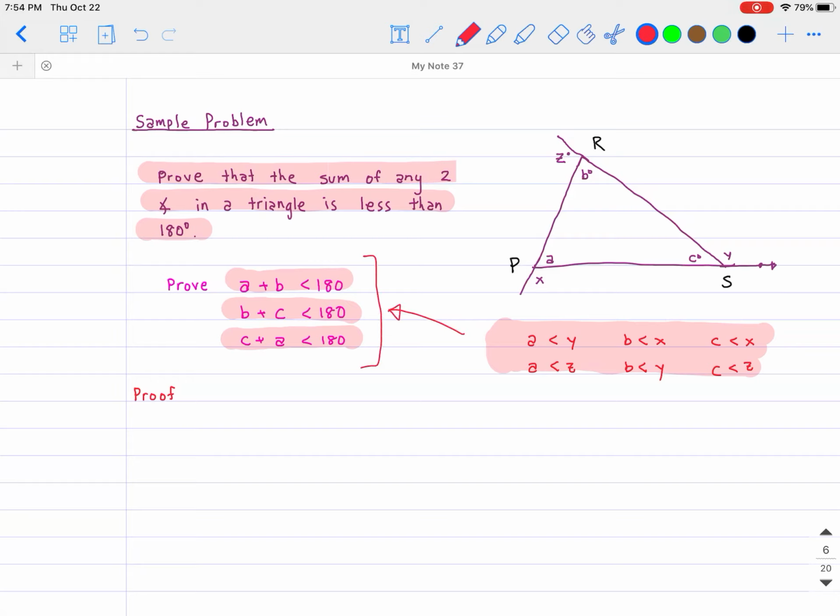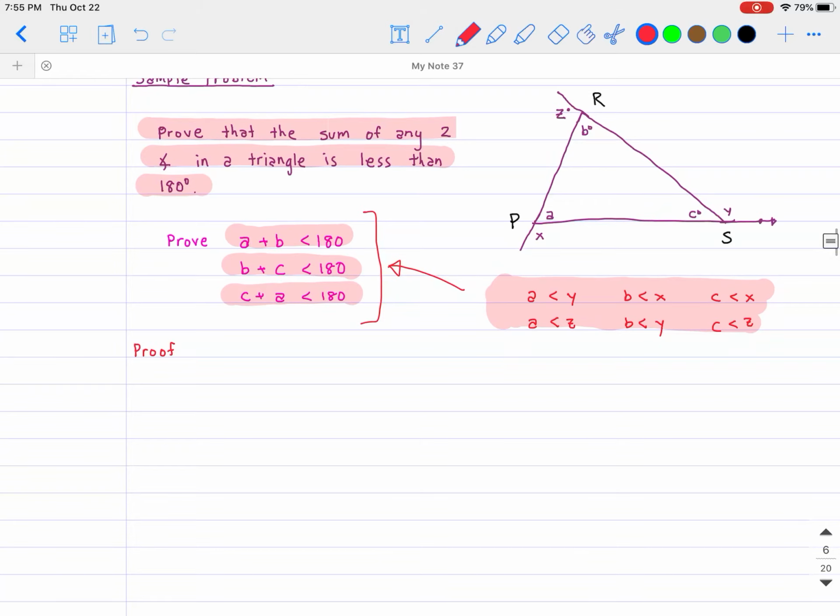So the question is, how do I take what I have, which is here, according to the exterior angle theorem, to build what I want, which is over here, what I'm trying to prove? If you want to try it out for yourself first before I tell you the answer, feel free to do so. But if you want to jump straight into it, maybe we can go ahead and do that right now.